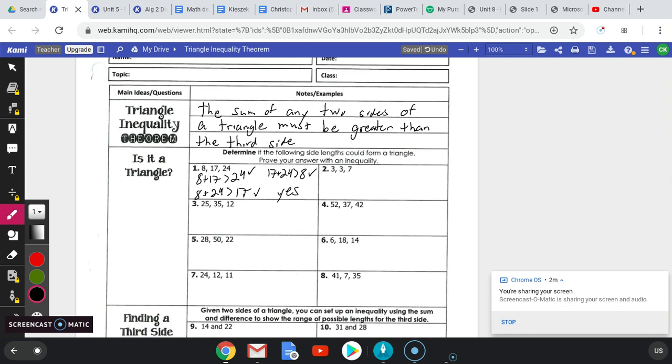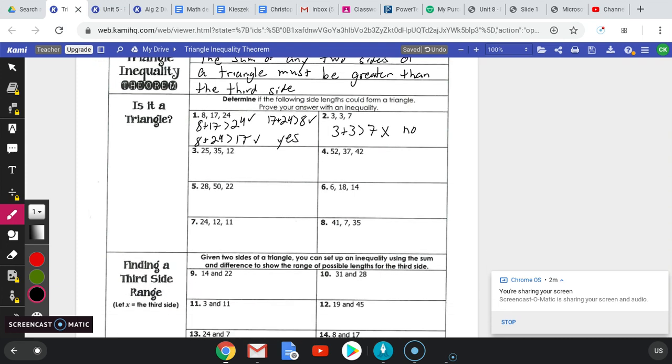How about number two? Let's take the two smaller sides, add them together. Is that a true inequality? And the answer is no. 3 plus 3 is 6, which is not bigger than 7. So therefore, no, that can't be a triangle. How about 25, 35, and 12? Is 25 plus 12 bigger than 35? Yes, it is. It's 37. So yes, that is a triangle.